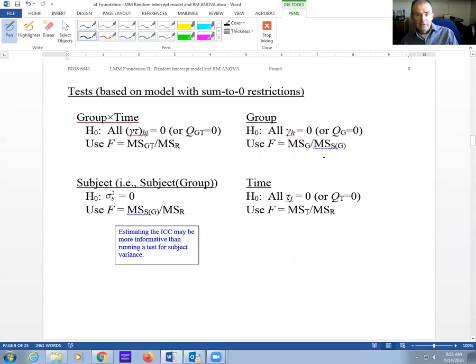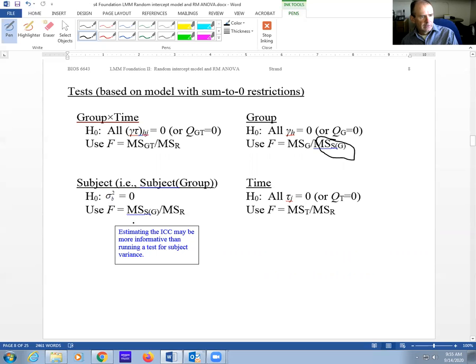Now, by default, if you were to run this in software and you don't mention anything about the repeated measures, this quantity here would be mean square error, mean square residual, right? If you didn't tell it anything else. And what we're going to see is that that's going to lead to results that are a lot different.